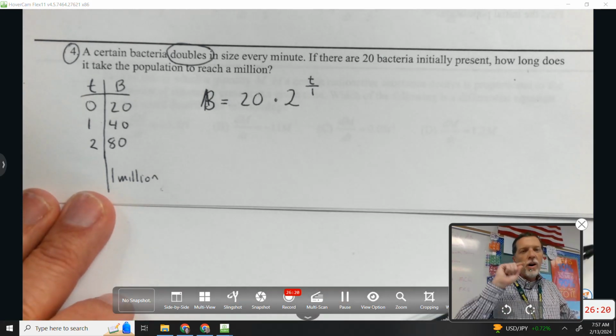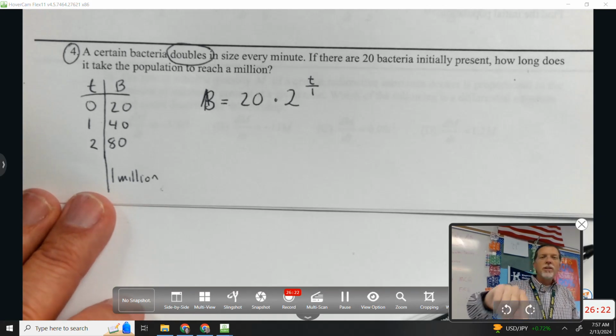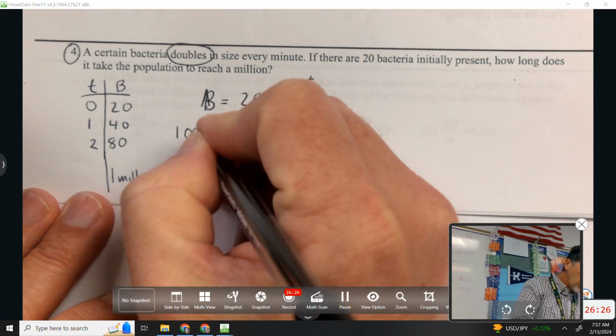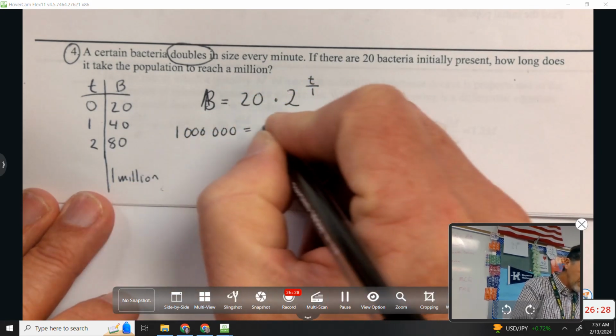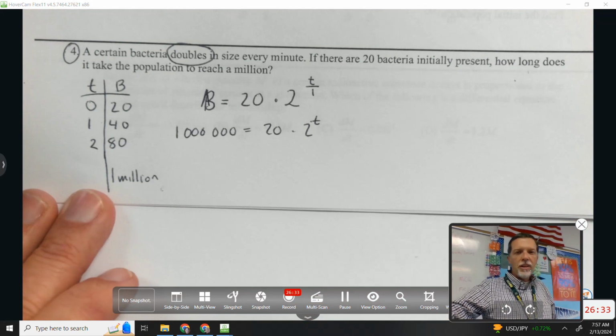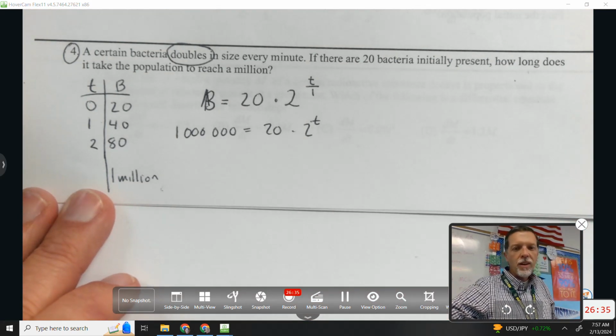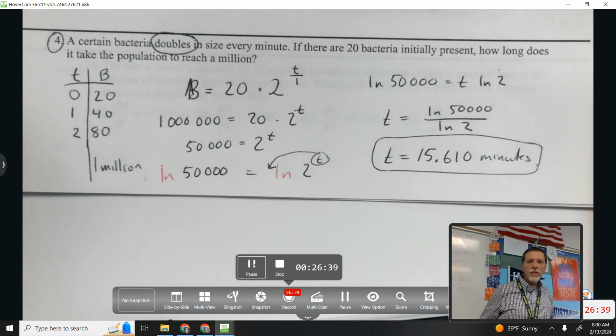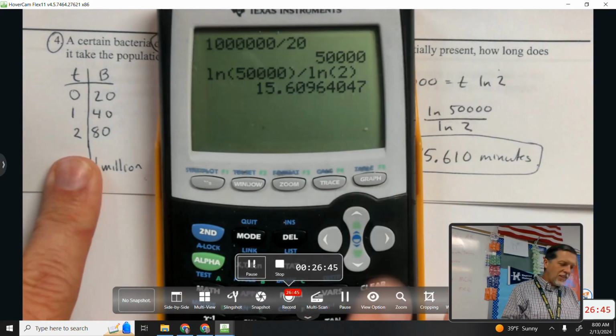In fact, I'm going to pause and let you do that to make sure your algebra is okay. So grab a calculator, and hopefully nobody does 20 times 2 as their first step. 15.61 minutes. That seems really quick to get to 1 million, but you can sort of check this, right?